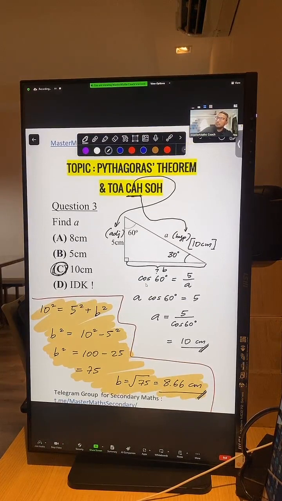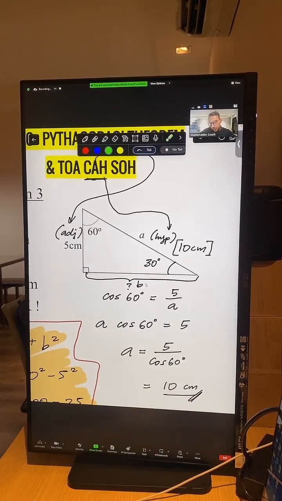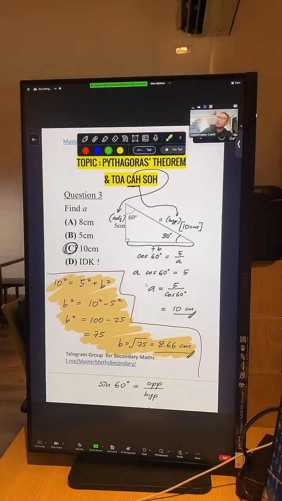Okay, question 3. But of course, the initial question they were asking for this fella here. This one, it's just that I added on to the question and I say, what if you need to find the other side? So I mentioned that there are two methods lah. Can use Pythagoras theorem or can use trigonometric ratio.